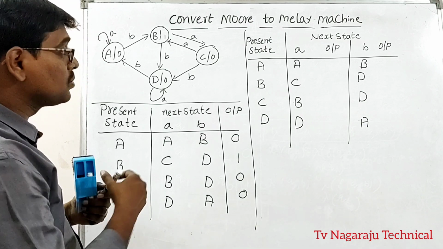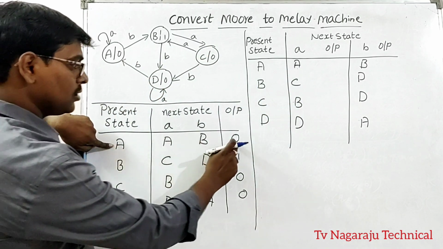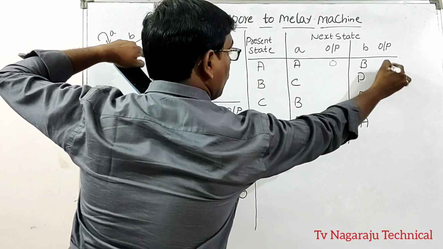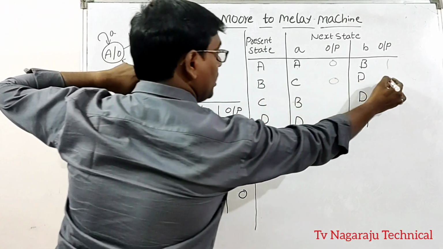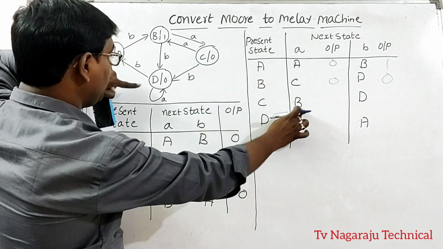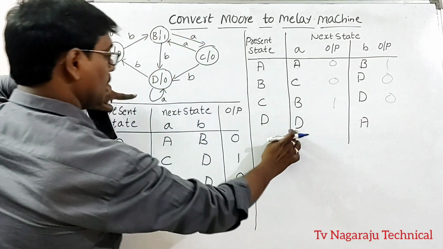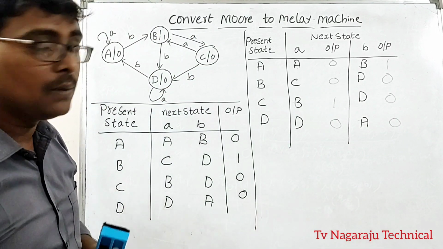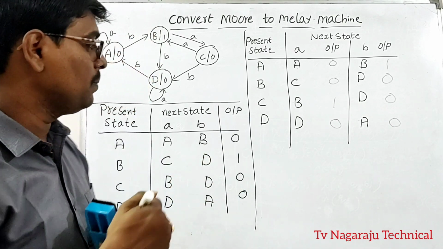Now see this one. Simple. Here A. What is the output for A? 0. Now here B. What is the output for B? 1. C. Output for C is 0. D. Output for D is 0. Next to here B. Does not consider this one. So B. Output for B is 1. Output for D is 0. Output for D is 0. Output for A is 0. Completed. The answer is completed. Directly I will convert. But if you want, I can move to the step-by-step procedure.